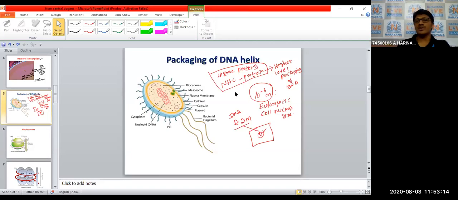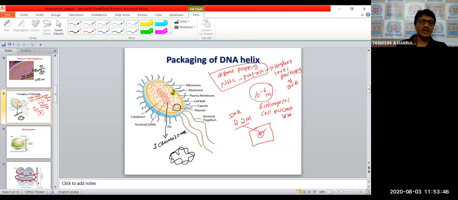In E. coli also, now what you are seeing in this picture is an E. coli cell. In the E. coli cell, only one chromosome is present. Generally in prokaryotes, only a single chromosome is present, organized in the form of large loops. Along with the single chromosome, plasmids are also present.